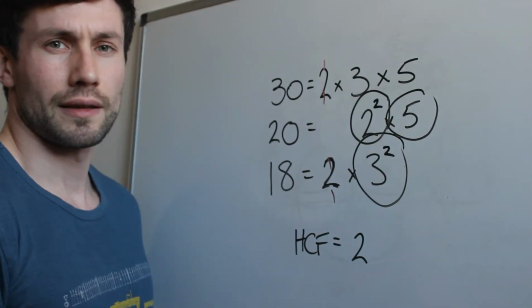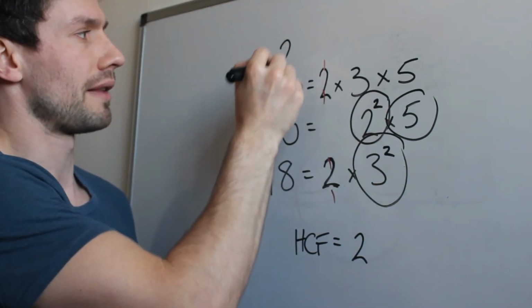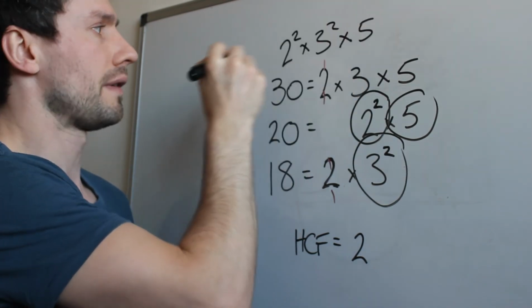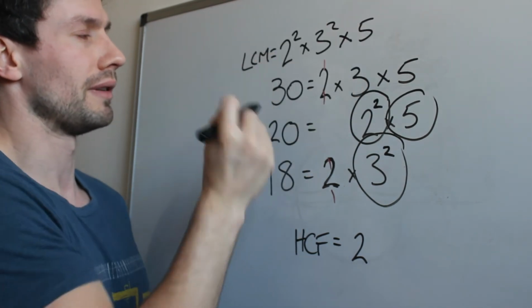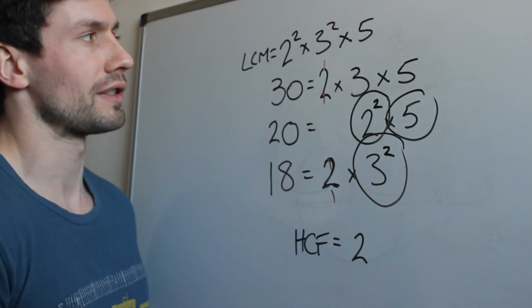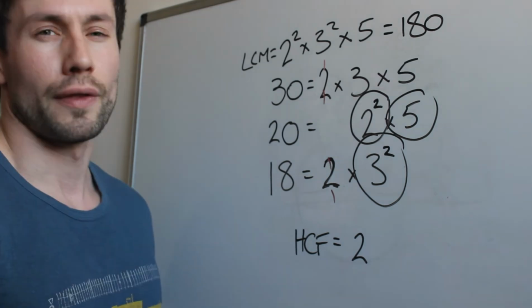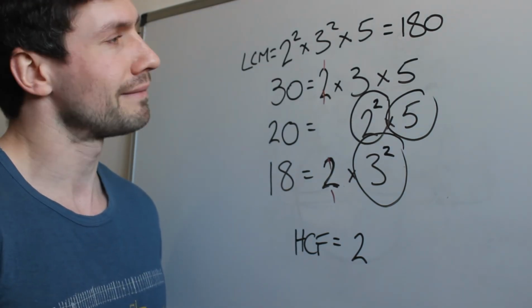If I take these 3 and I multiply them together, 2 to the power of 2 times 3 to the power of 2 times 5, I should get the lowest common multiple, which is 4 times 5, which is 20, times 9, which is 180. The lowest common multiple of the 3 numbers.